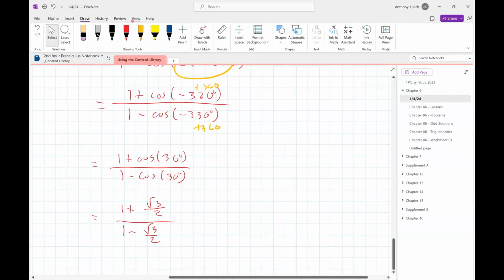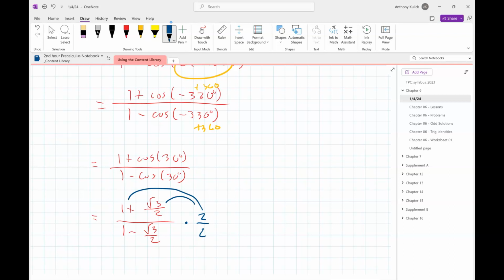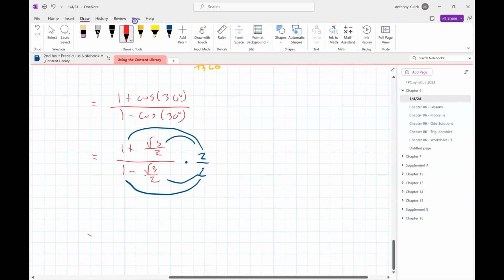So far, so good. What don't I like about this answer, though? Yeah, I have that fraction inside a fraction. How do I get rid of it? Yeah, multiply the top and bottom by 2. Yep. That's exactly right. That's exactly what I'm choosing to do. So I have that. That's better, right? Because I don't have a fraction inside a fraction.